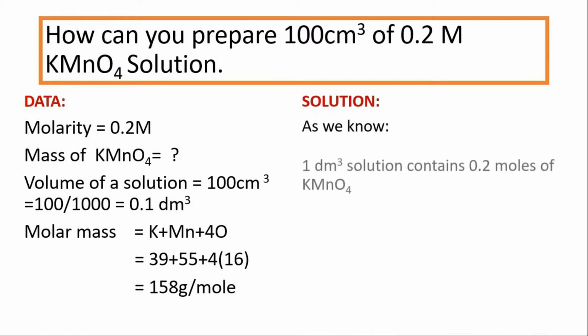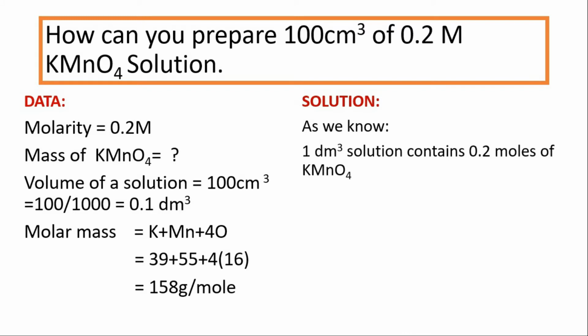Now solution. As we know, 1 dm cube of solution contains 0.2 moles of KMnO4. Students, this 0.2 molar, this shows it has 1 dm cube of volume. So 1 dm cube solution contains how many moles? 0.2 moles of KMnO4. So 0.1 dm cube. Actually, we require this molarity in 0.1 dm cube.